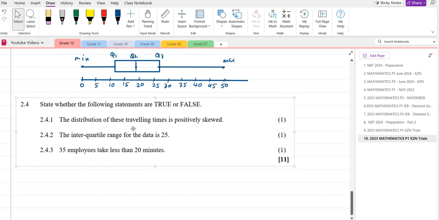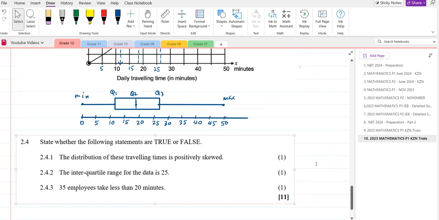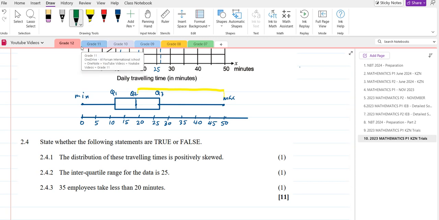The distribution of these traveling times is positively skewed. Is it positively skewed? We need to look at the entire gap from Q2 to the maximum. We can see there's a large gap here, so it is positively skewed. It is true. So this statement is true.